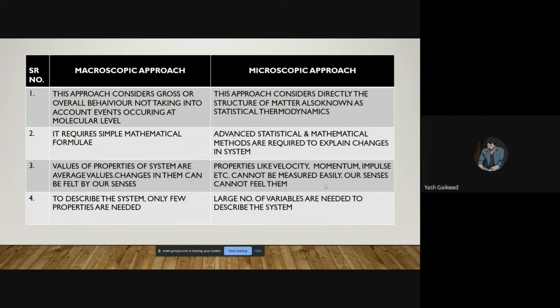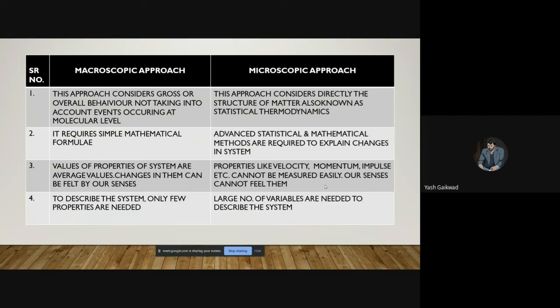The first one, the macroscopic approach, considers gross or overall behavior, not taking into account events occurring at the molecular level. The microscopic approach, which considers the structure of matter directly, is also known as statistical thermodynamics. In simple words, in the macroscopic approach we do not consider events at the molecular level, and in the microscopic approach, we do. The second point is that the macroscopic approach requires simple mathematical formulae, and in the microscopic approach, advanced statistical and mathematical methods are used to explain changes in the system.